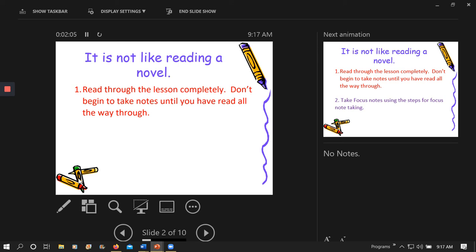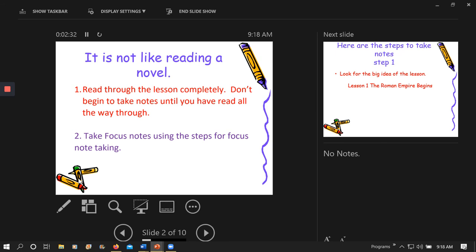So, first thing you want to do is read through the lesson completely. Don't begin to take notes until you have read all the way through. Just one lesson. Don't read the whole chapter. Just the lesson. If it's lesson 1, then you read lesson 1. If it's lesson 2, then it's lesson 2. But you read it through once, just to familiarize yourself with all the information. And then you go back, okay, and take the focus notes using the steps for the focus note taking.